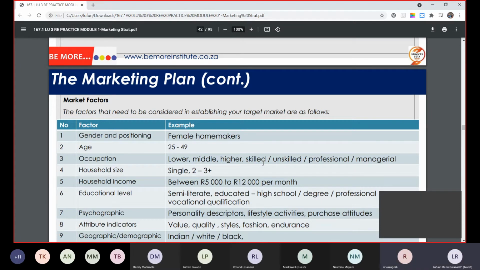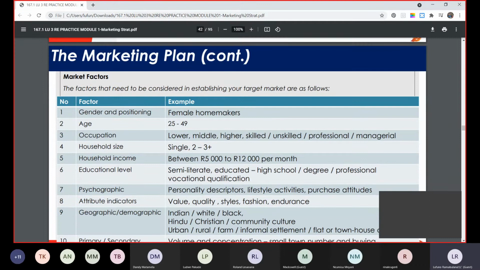Okay, thank you, Rina. Okay, let's move on. We'll go through the market factors. The factors that need to be considered in establishing your target market are as follows.